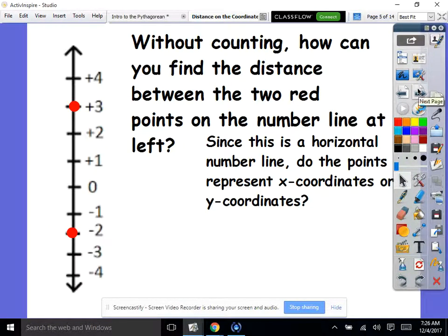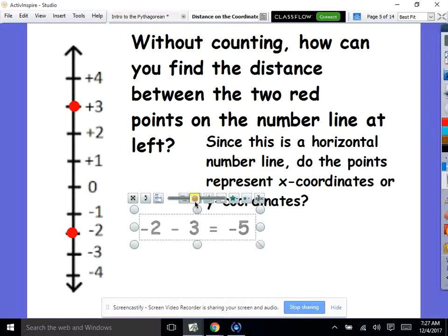Now let's look at a vertical number line. In the same way, without counting, how can you find the distance between the 2 red points on the number line at the left? In the same way, we can find the difference between the two numbers. And it doesn't matter which number that you start with. -2 minus 3 equals -5.